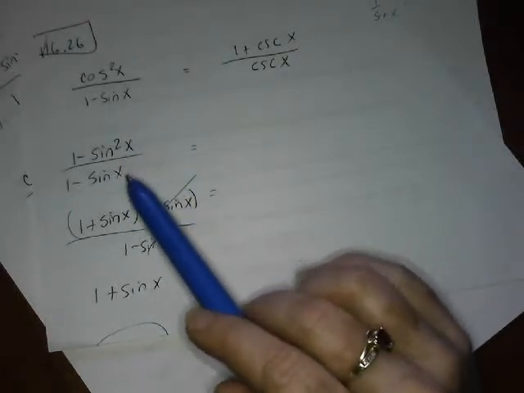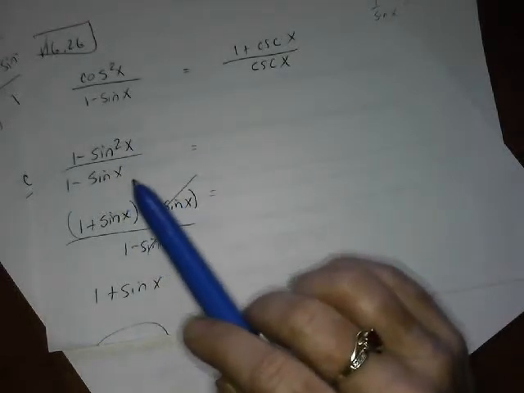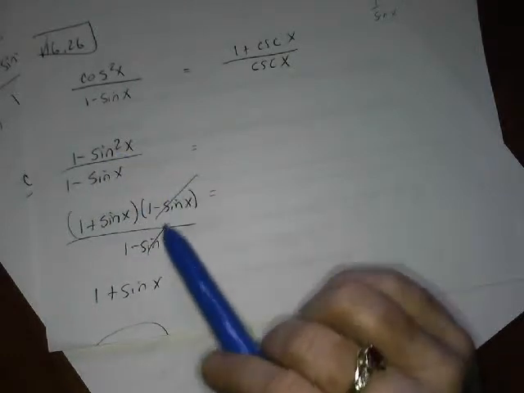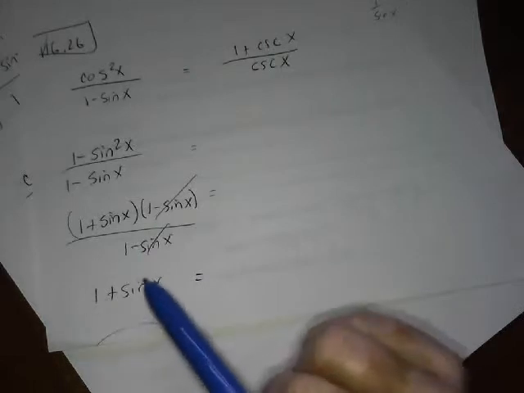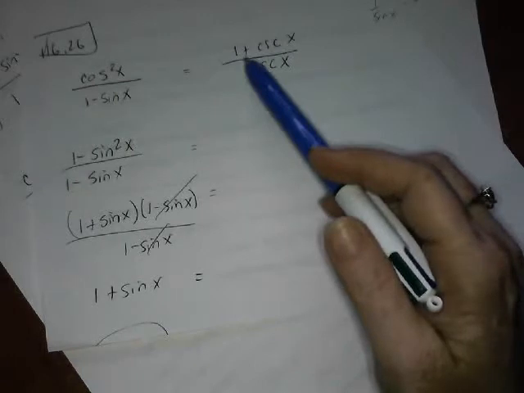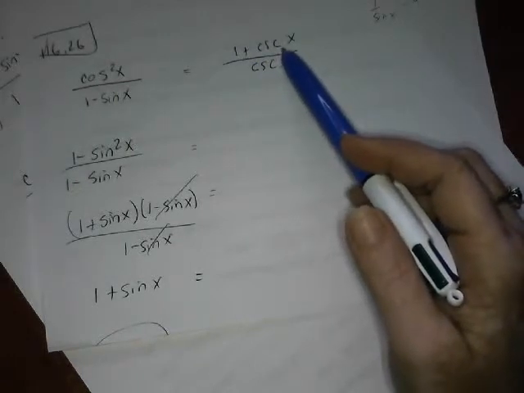And then I couldn't help myself but turn that into a difference of squares and cancel out. And I thought, oh, how clever am I? So now I've got 1 plus sine x. But now what? Right?